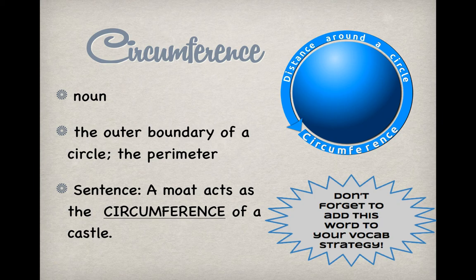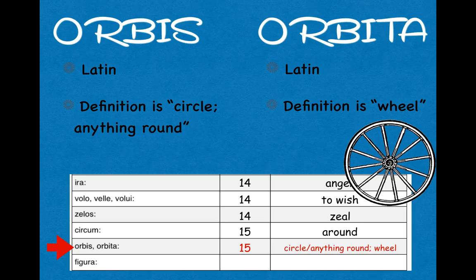We're going to move on to our next set of roots here. We actually have 2 roots, orbis and orbita, which mean very similar things. They're listed kind of together on your vocab root card. Orbis means circle or anything round, and orbita, very similar, means wheel.